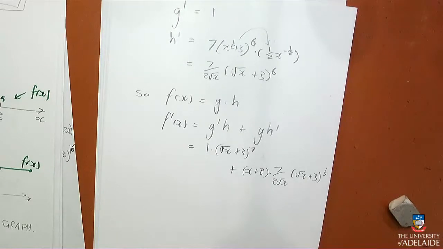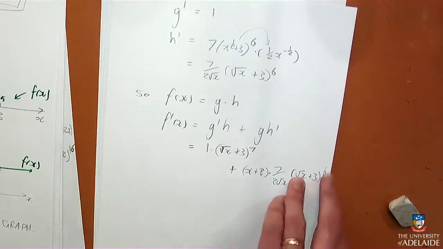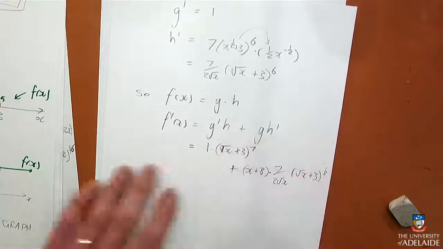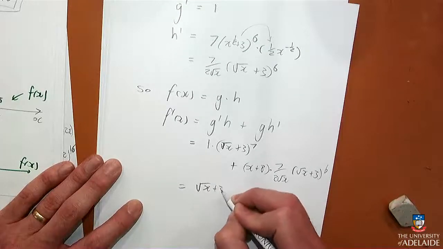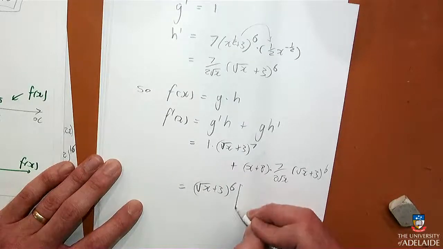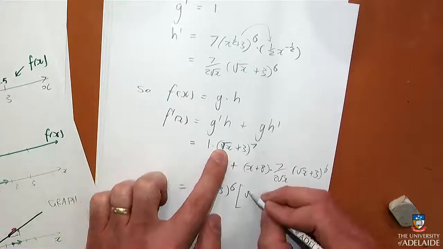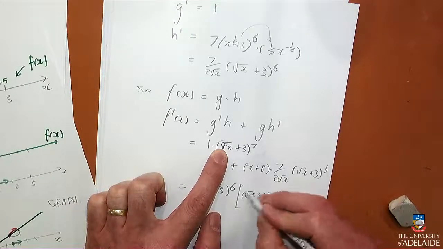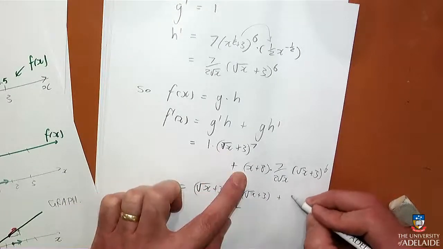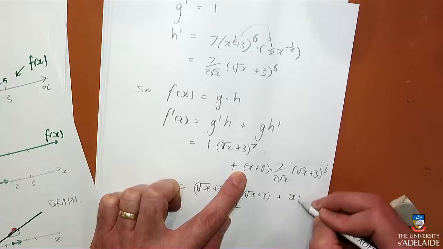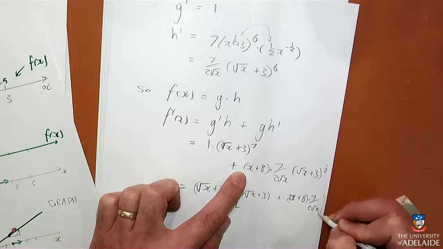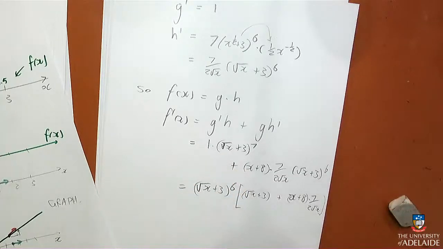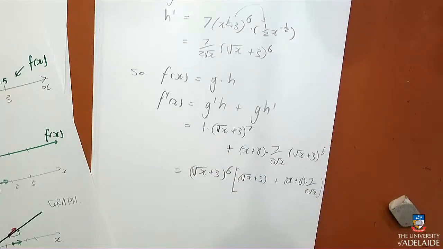I could probably attempt to do something nice to it, because this root x plus 3 to the 6... Well, they're both here, so let's give that a go. They both have a root x plus 3 to the 6. That leaves behind a root x plus 3 to the 1 here, and it leaves behind an x plus 8 times 7 over 2 root x. It's not really that much better, is it? Let me try one more thing.